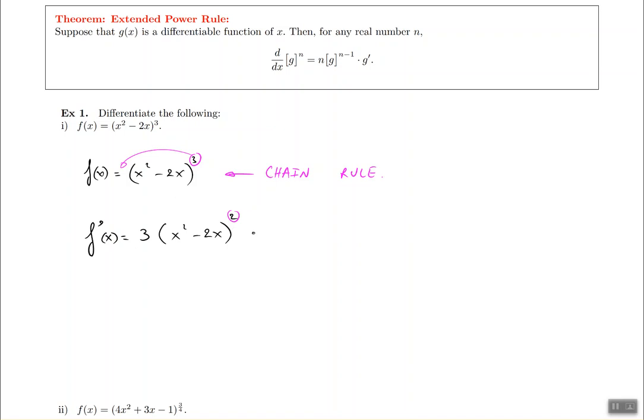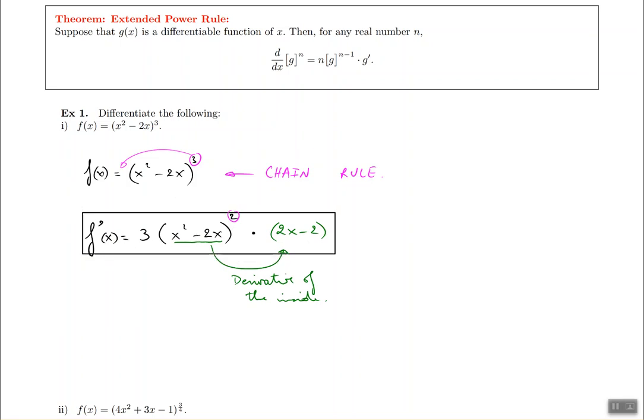The second half of the question comes from the fact that you have to now find the derivative of the inside. What is the derivative of x squared minus 2x? The derivative of x squared minus 2x is going to be 2x minus 2. Put that at the end, and you're now completely done. So this is the derivative of the inside part. And you're done. That's the end of the question.